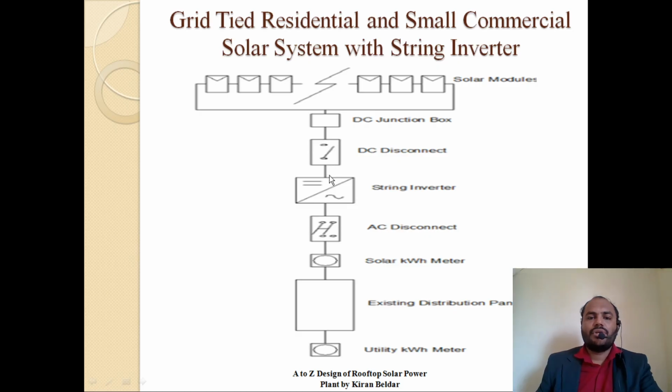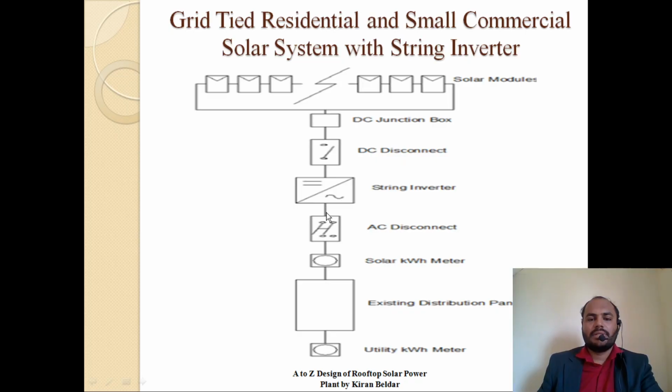Again, the connection of this DC disconnect is given to a string inverter. String inverter means an inverter having a small capacity that we connect to strings. Basically, each string is connected to an inverter depending upon its rating. We will see in detail what a string inverter, a central inverter and a micro inverter are. So the connections have been given to this string inverter. From here, the DC power is converted into AC power.